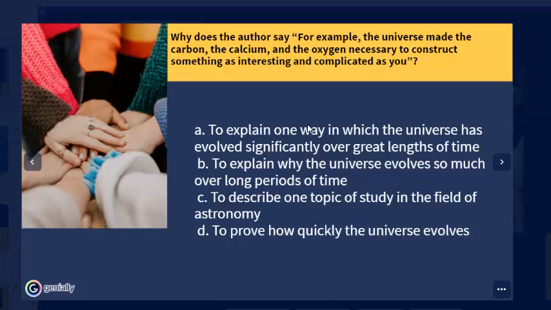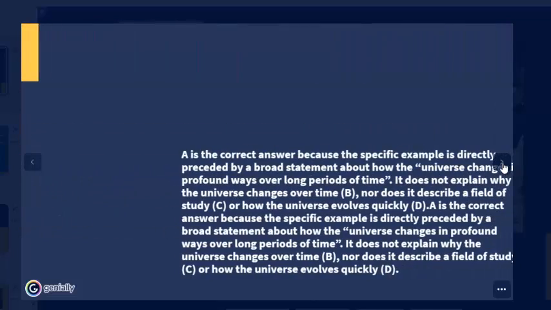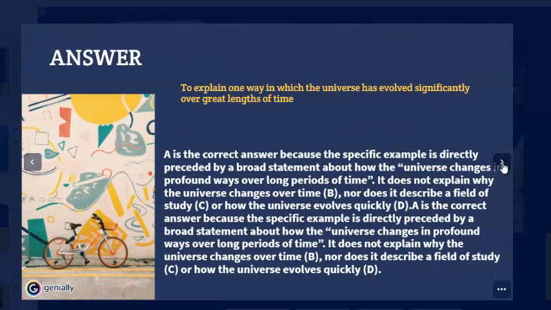So, now that we have read the four options, I hope that you have your option in your mind, because we are going to identify the correct answer. And the correct answer is letter A, right? Letter A explains one way in which the universe has evolved significantly over great lengths of time. So the correct answer is this one, because the specific example is directly preceded by a broad statement about how the universe changes in profound ways over long periods of time.